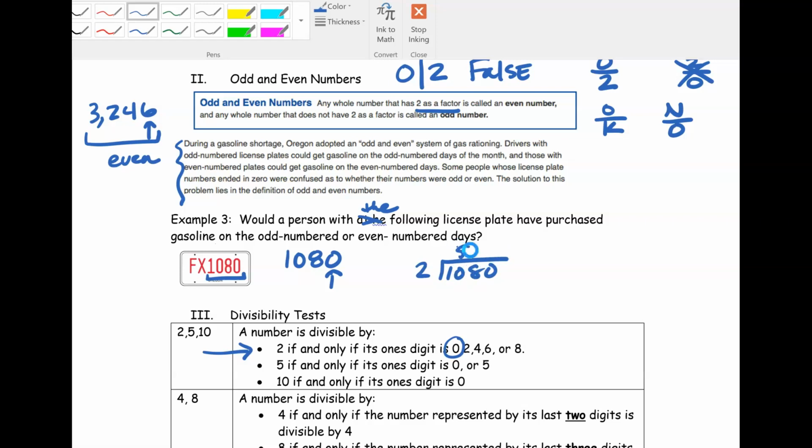2 goes into 10 5 times. Bring down the 8. 2 goes into 8 4 times. 4 times 2 is 8. Bring down the 0, it goes into 0 0 times. So it's divisible by 2 without a remainder. So you would say they would go on the even days because that's an even number.